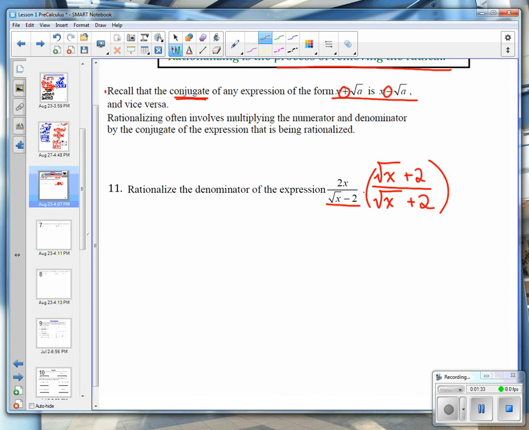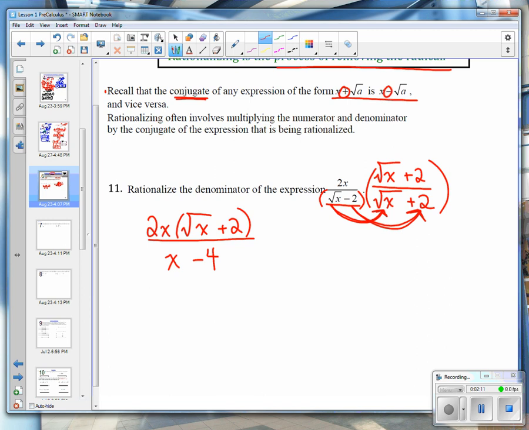Now, one thing that you might want to keep in mind is that there is a shortcut when we use our conjugate. Notice that I've got a binomial times a binomial in my denominator. The good thing with a conjugate is that you only need to multiply your first term and your last term. You don't need to do the whole FOIL process. So this is going to become 2x times root x plus 2, divided by, and when I take root x times root x, that's just x, negative 2 times positive 2 is going to give us negative 4.